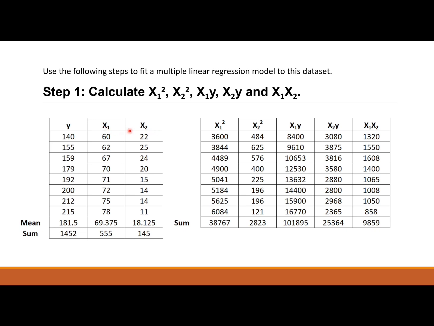The next step is we have to multiply these two independent variables, x sub 1 multiplied by x sub 2. So 60 times 22, we get a total of 1,320. 62 times 25, we get a total of 1,550. Then, so on and so forth. So we multiply those. Then if we have all the values here, we sum up all of these values. Then we get a total of 9,859. So this is our first step in a multiple linear regression model.